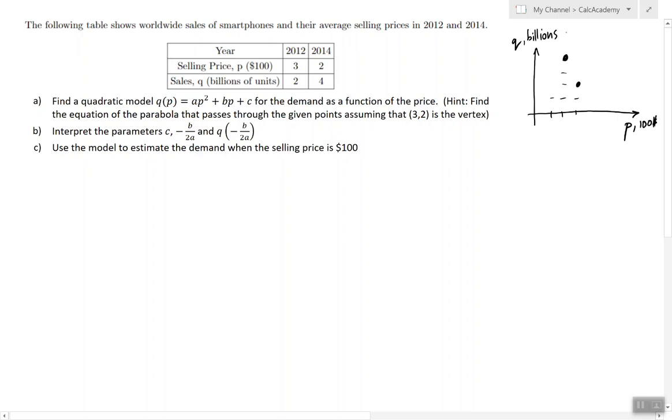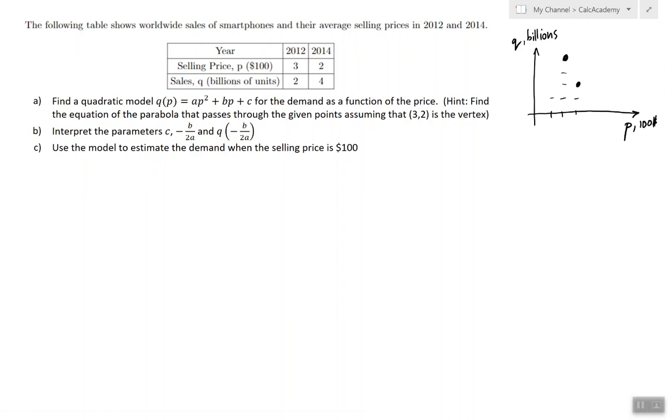So basically the question is to find the equation of the parabola that goes through these 2 points. As we know, 2 points is not enough to define a parabola unless one of those 2 points is a vertex. And in this problem it is suggested that (3, 2) is the vertex, so where the demand reaches its minimum value.